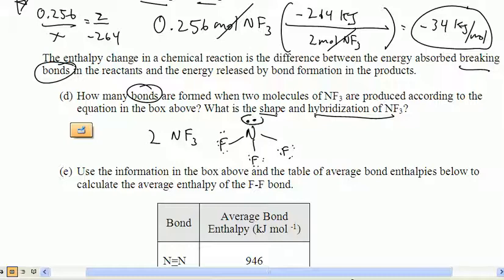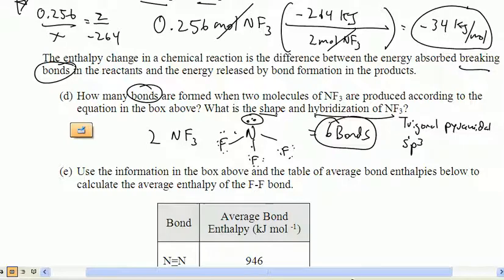If you need help doing Lewis structures, feel free to come in class and ask me. All right, one of them has 3 bonds, so total 6 bonds. They're all sigma bonds. The shape of this molecule is going to be trigonal pyramidal, and the hybridization is going to be sp3. There are 4 total things. Thus, we have 1 from the S and 3 from the P's needed to hybridize. Don't worry, this was an extra credit problem.